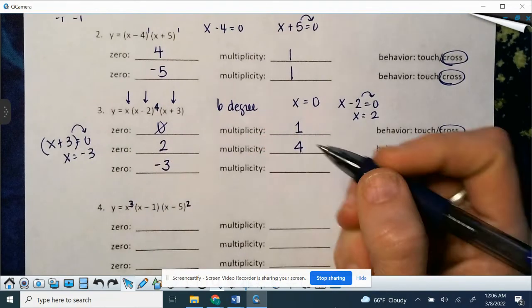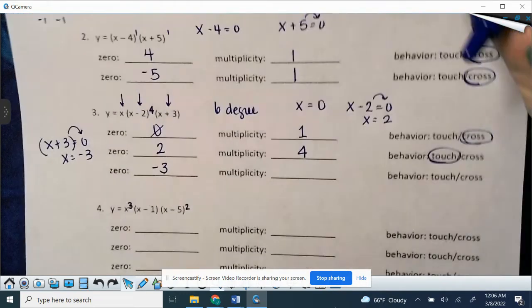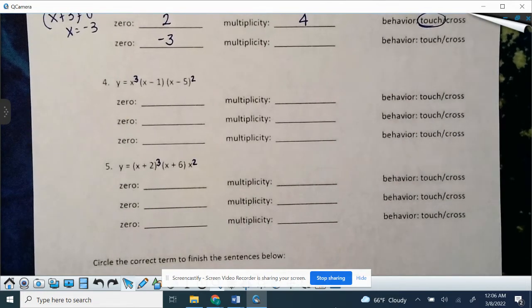And remember, zeros are the same things as roots, same thing as x-intercepts, as long as we're speaking to real zeros or real solutions. Number 4, I challenge you, if you didn't do it the other day, to pause your video and see if you can fill this one out.